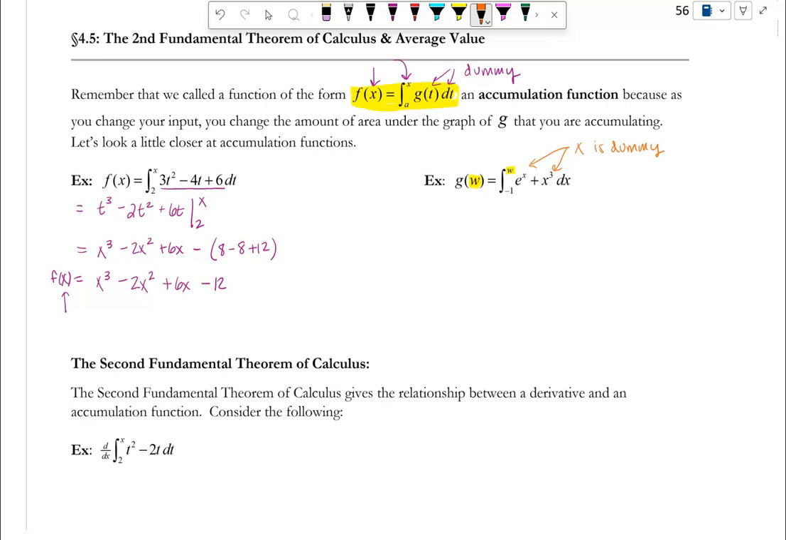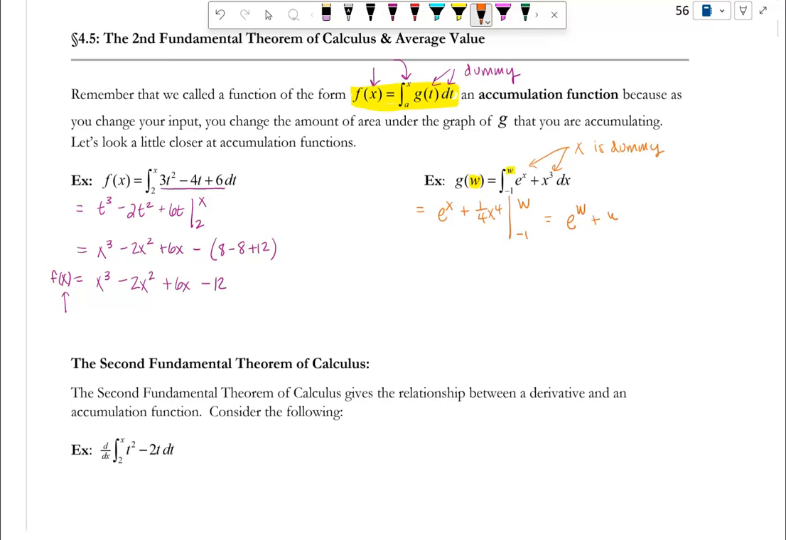So again, I can understand this by finding my antiderivative of e to the x plus x cubed. So I'm really just applying the first fundamental theorem here. So we would get e to the x plus 1/4 x to the 4th, or x to the 4th over 4. And again, I don't need a plus c. This is a definite integral. And when I plug in my limits, I get e to the w plus 1/4 w to the 4th.